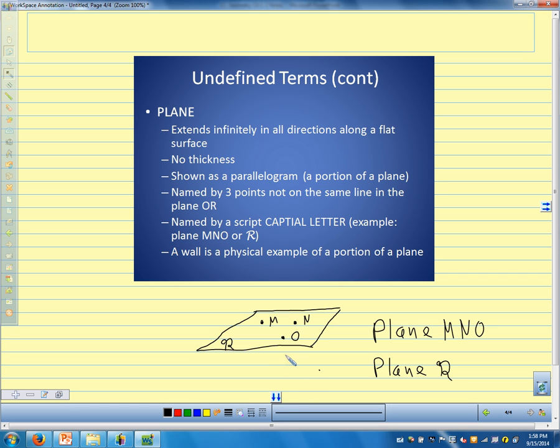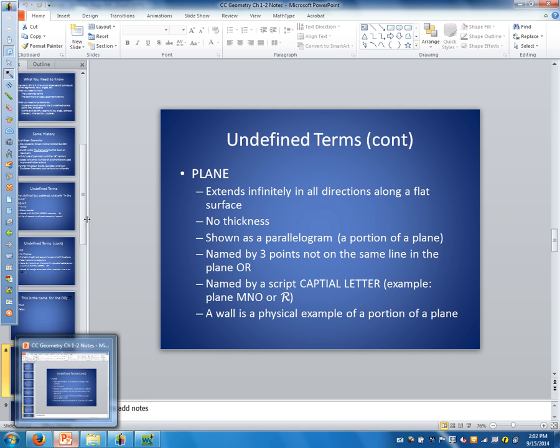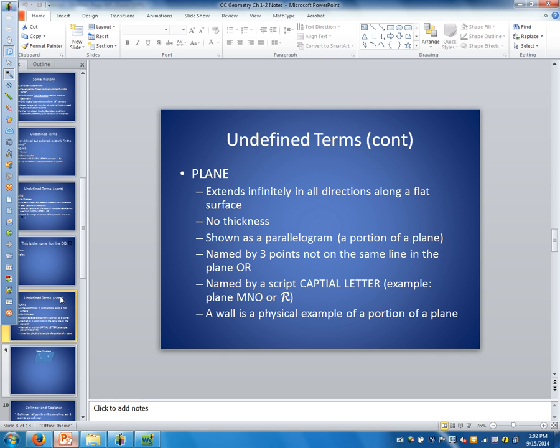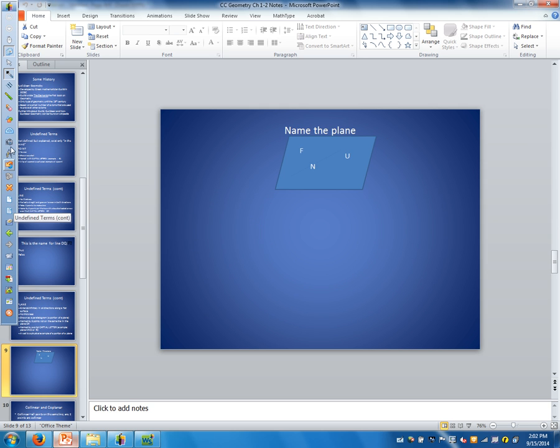All right, we good with our 3 undefined terms? So the next 3 that we talk about will have technical definitions. These 3, it's important that we know that they're undefined, but it's important also for us to know their characteristics. And I think I have another question for you here. Let's name this plane.